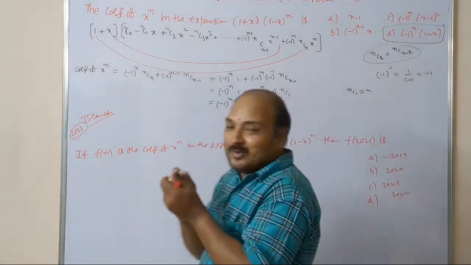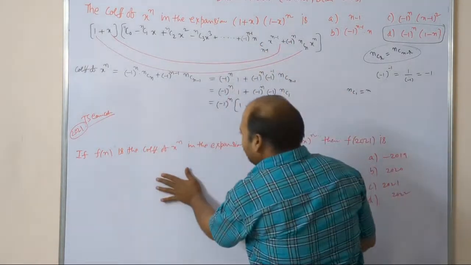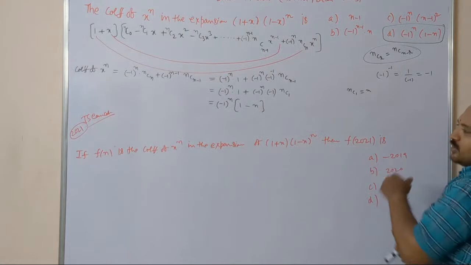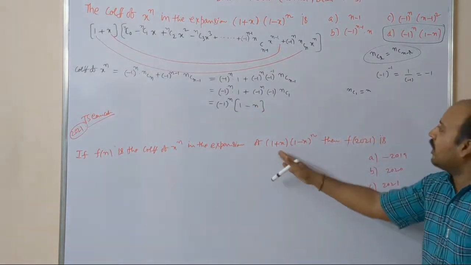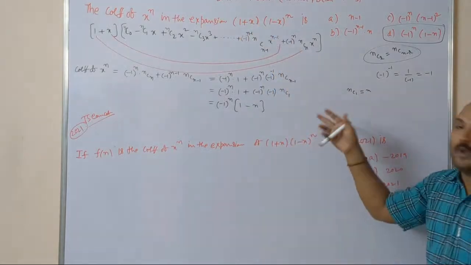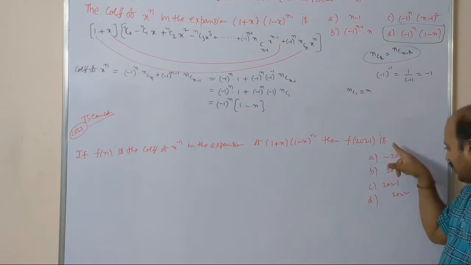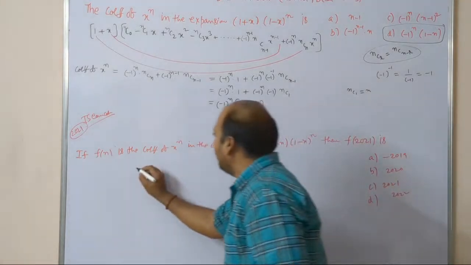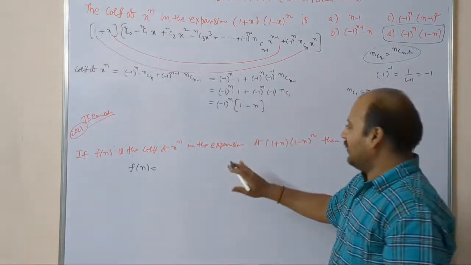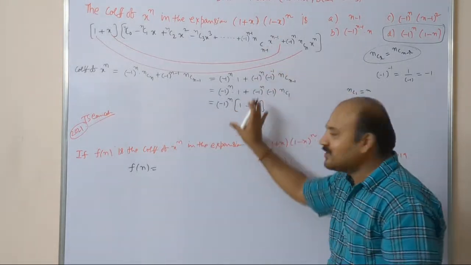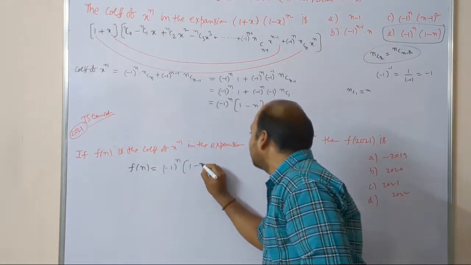This is the way you can do this, students, easily. The same question, but they are asking here f of 2021. f of n is the coefficient of x power n in the expansion of 1 plus x, same expansion, 1 minus x whole power n, also same expansion. Then f of 2021 is, options are provided. What is f of n here? f of n is equal to this one. Suppose they ask this question separately, you can do this procedure, dear students. So minus 1 whole power n into 1 minus n.